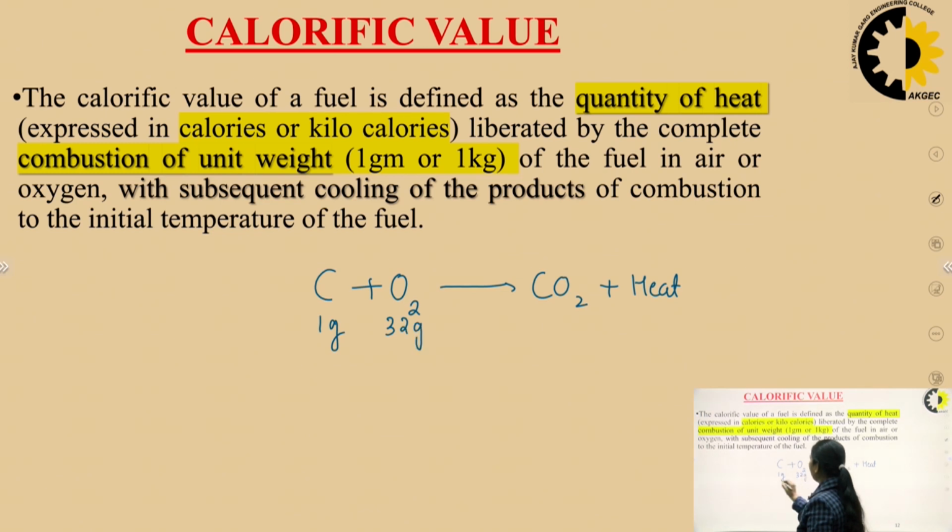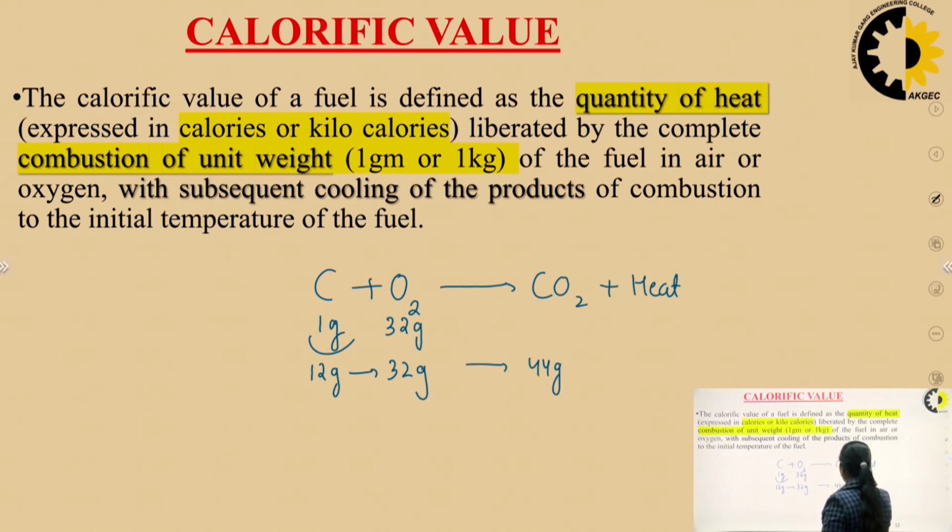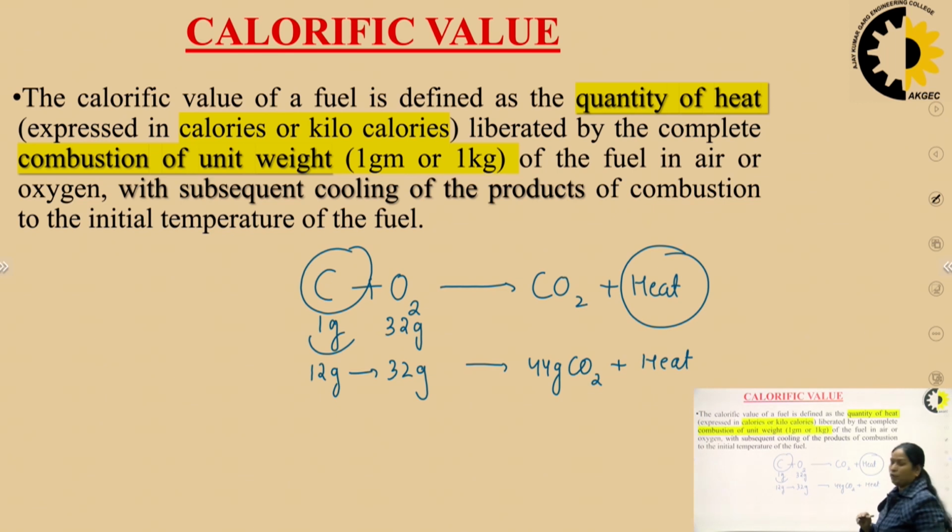It takes 1 gram weight of carbon. It means in terms of molar mass, 12 gram of carbon reacts with 32 gram of oxygen and provides 44 gram of carbon dioxide, and some heat is liberated. On burning 1 mole of carbon, 44 gram of CO2 is produced and heat is produced. By burning 1 gram of carbon, the total amount of heat, or we can say energy, provided by the fuel is known as calorific value.